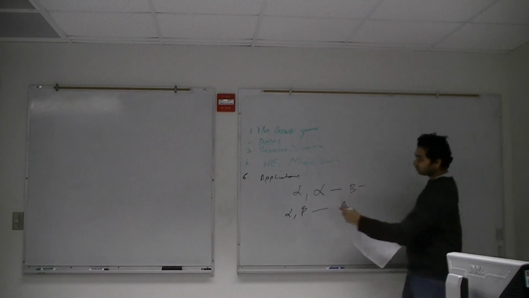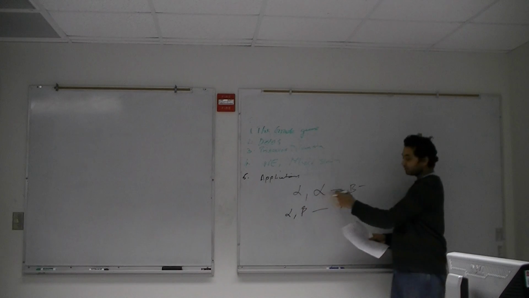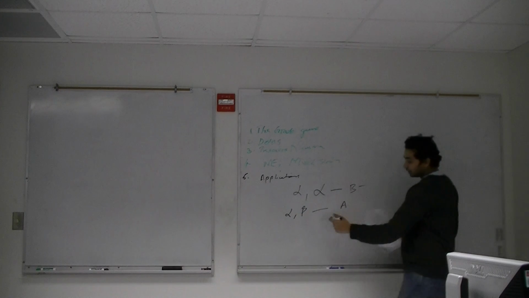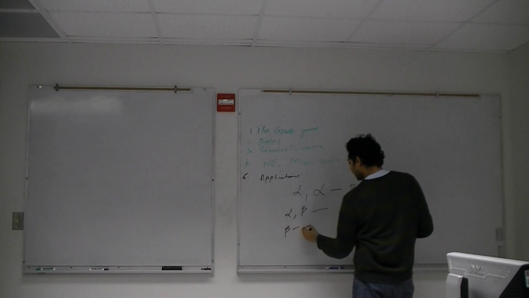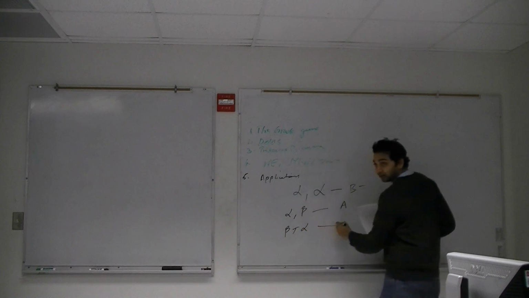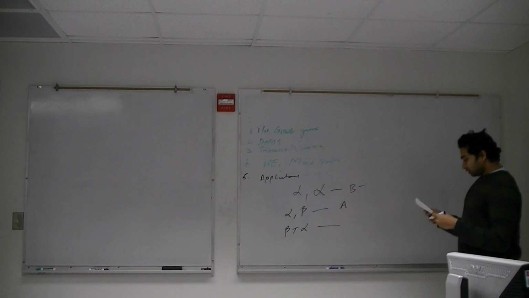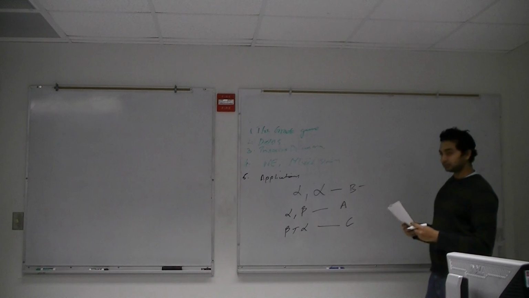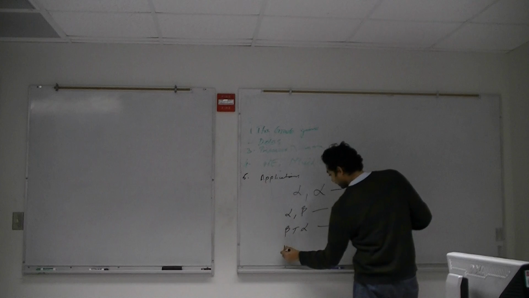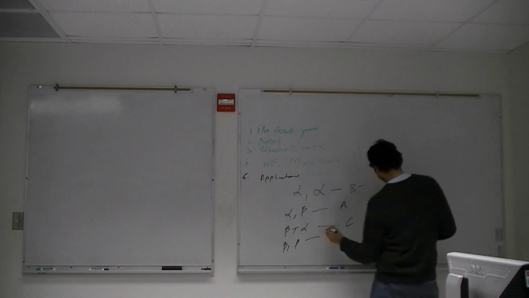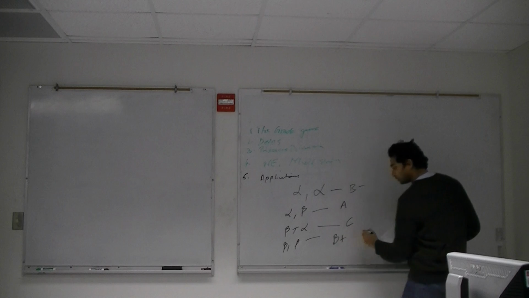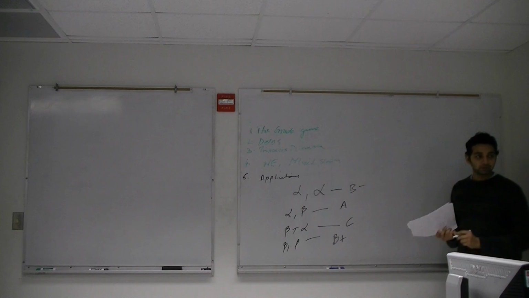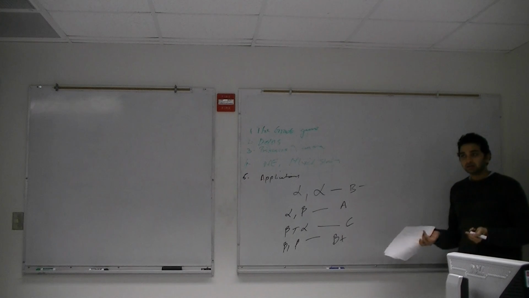So you pick alpha, and if I also pick alpha, you get B minus. You pick alpha, I pick beta, you get A. You pick beta, and I pick alpha, you get C. And you pick beta, and I pick beta, you get B plus. So which one would you pick?